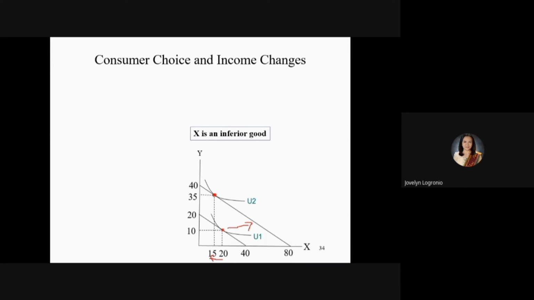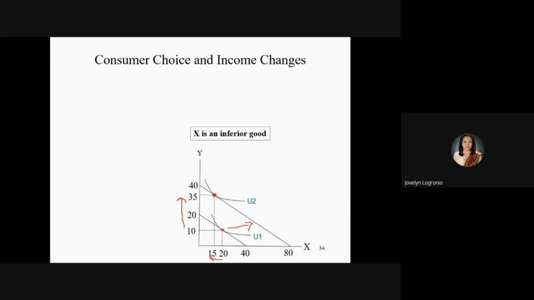Again, no changes in the prices of X and Y here. Only the income. But the consumer chooses to consume only 15 units of X, but more units of good Y. So the quantity of good Y here increases from 10 to 35. So here, good Y is a normal good, but good X is an inferior good.